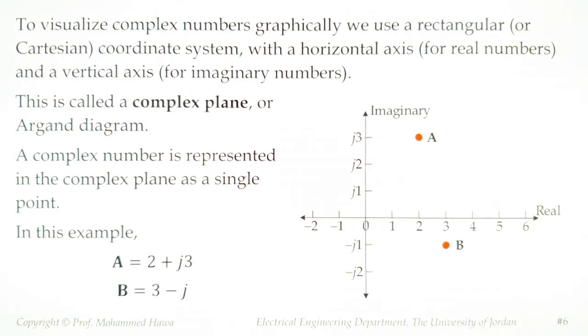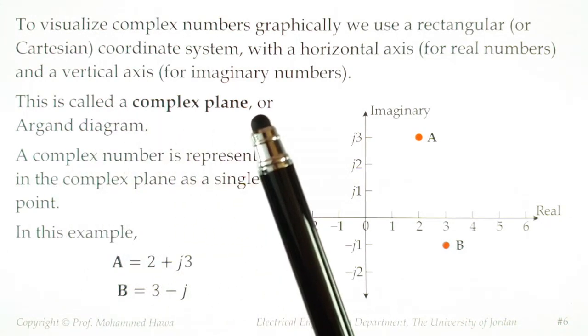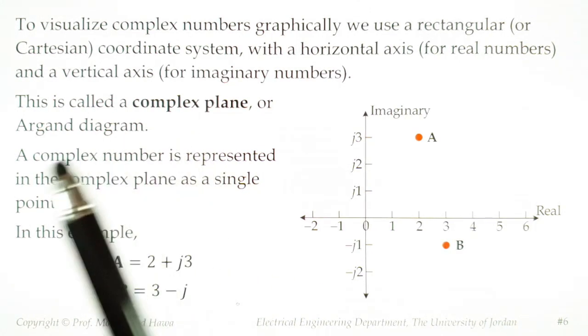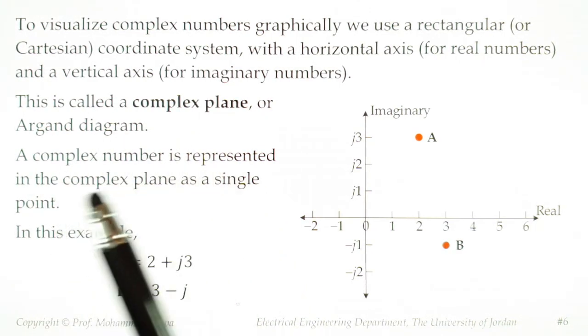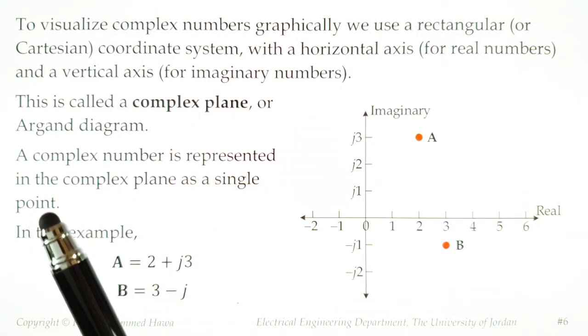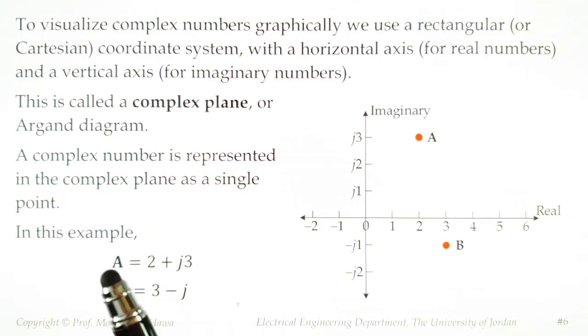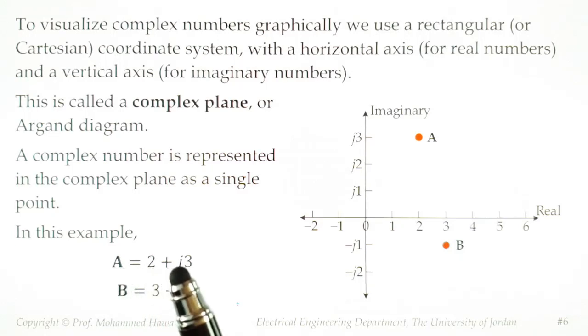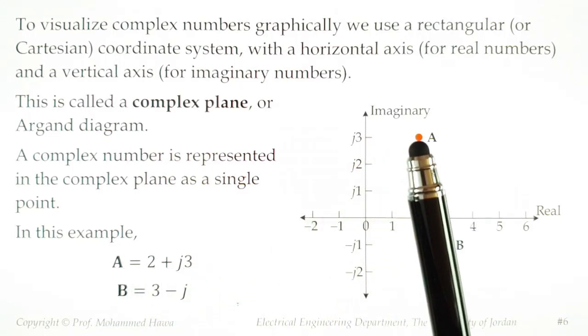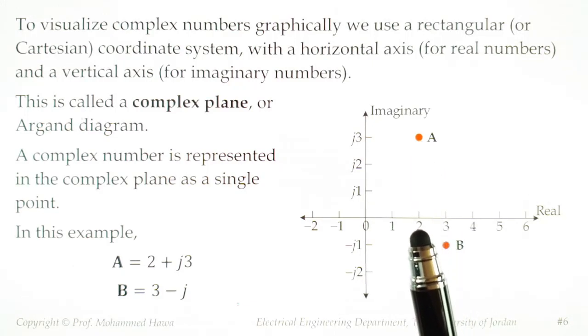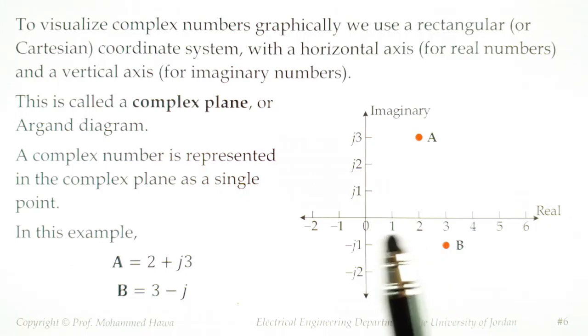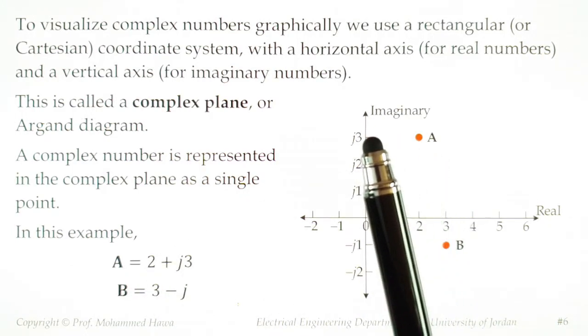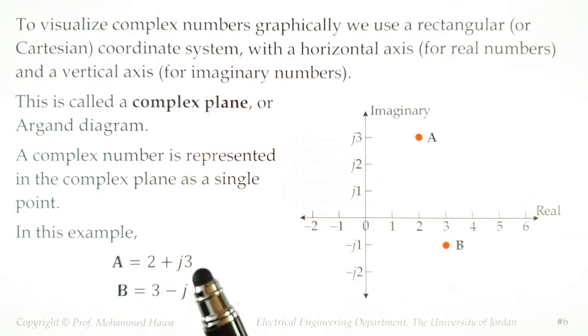This two-dimensional plane created by the horizontal axis and the vertical axis is actually called the complex plane or the Argand diagram. And we represent a complex number in this complex plane as a single point. For example, if I want to visualize this complex number, capital A equal 2 plus j3, then I use this point in the complex plane to represent this number. This point here has a projection on the horizontal axis, the real numbers, equal to 2, and it has a projection of j3 on the vertical axis or the imaginary axis, that's because of this plus j3.